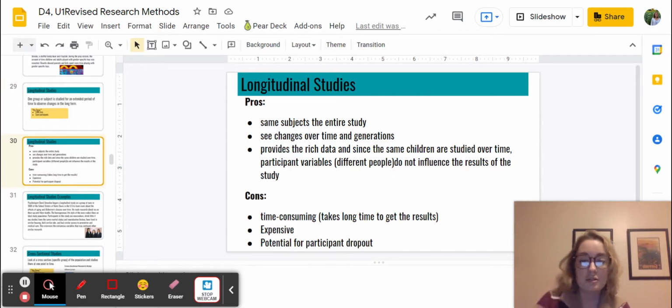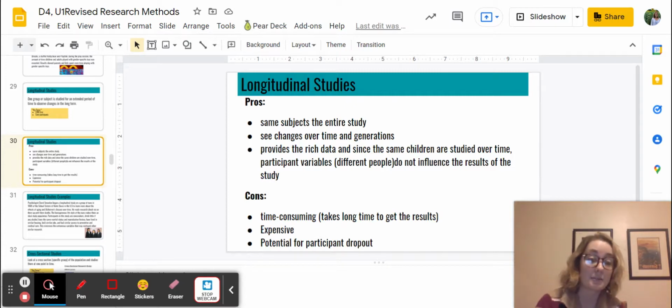So a good thing about longitudinal study is that you have the same participants throughout the entire study. That's a pro in that you're not changing people. And obviously if you change people, they might think differently. So it's good to have the same people. And it allows you to see changes over time and generations, which is really cool. It also provides rich data, and since it's the same kids studied over time, participant variables, in that changing the people, is not influencing the results of the study and creating kind of a bias or that kind of third variable.